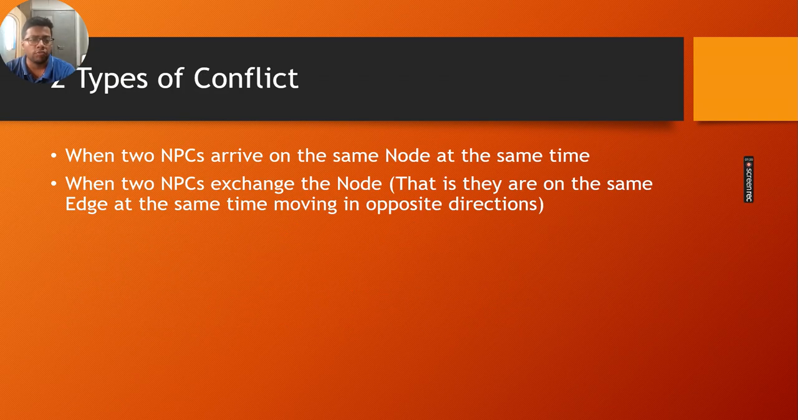So there are two types of conflict. One is when two NPCs or AI agents arrive at the same node at the same time. The other type of conflict is when two NPCs exchange nodes, that is, they are on the same edge. So, in other words, there are two types of collision possible. One is at a node, and the second is at an edge.